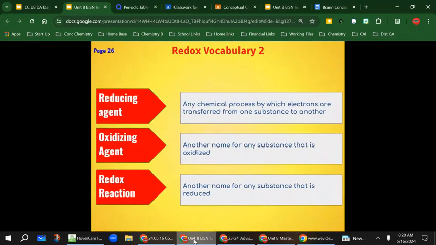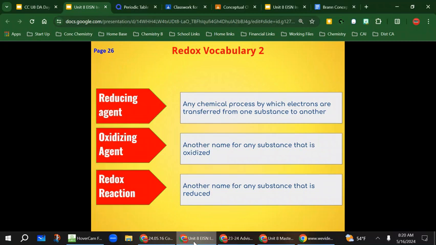So a little bit more vocabulary, ladies and gentlemen. There is a reducing agent, an oxidizing agent, and a redox reaction. Which one of these is a redox reaction? I think redox reaction is the first one. Good. You are absolutely correct. By the way, redox is just a shortened version of reduction and oxidation. If you see the O is capitalized, they do that to tell you that that's the second half of it.